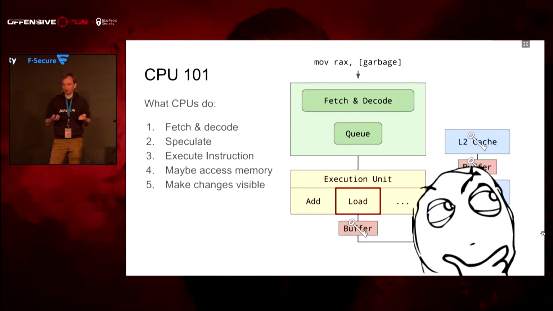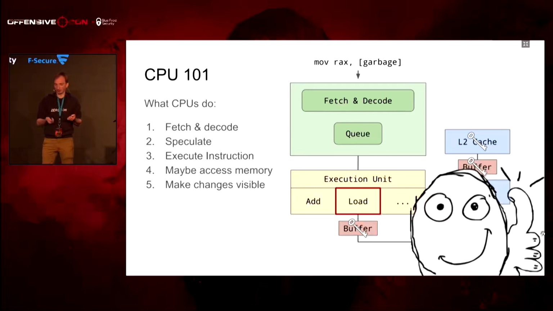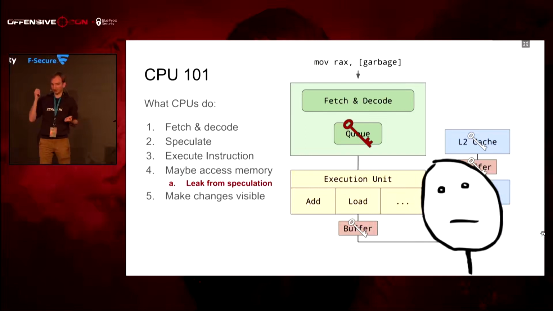So I'm not the one handling the exception, so I will just return some data that I have lying around here and just give you this thing, because we're in speculation, right? Like we will at some point figure out this was wrong and just never make the change visible. Except that we also learned with Spectre, and before that actually, you can leak from speculation.